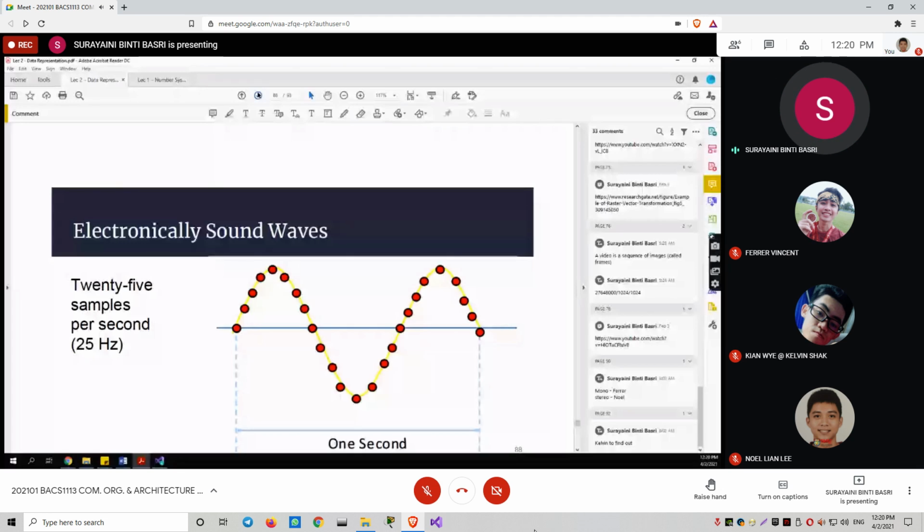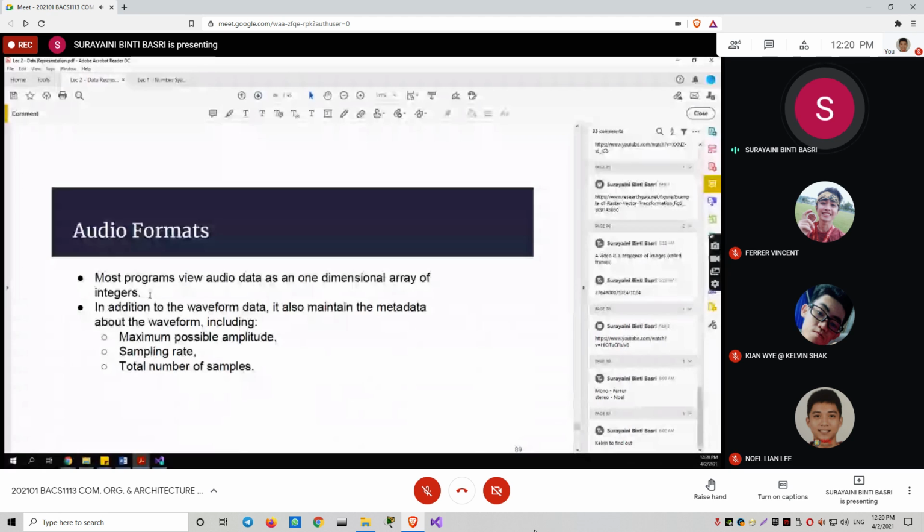Okay, so the format of the audio, how it is stored in the computer, is using a one-dimensional array of integers. In addition to the waveform data, it also maintains metadata about the waveform. The metadata stored together with the waveform data is the maximum possible amplitude, the sampling rate, and the total number of samples. So that's how the audio format is stored in the computer.